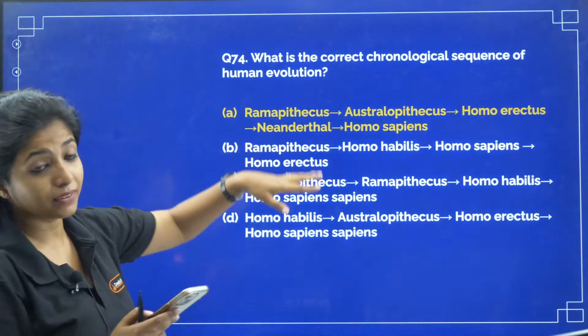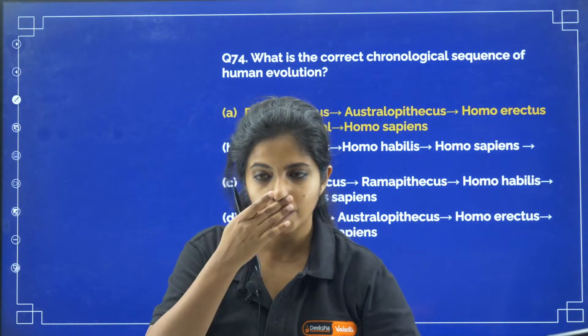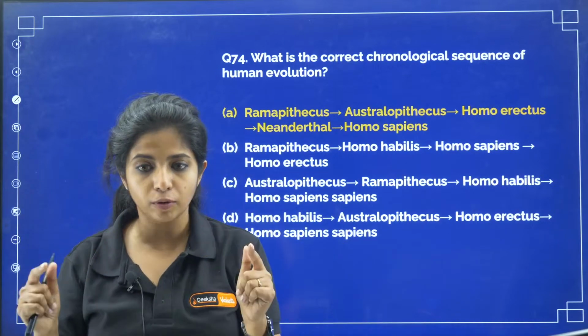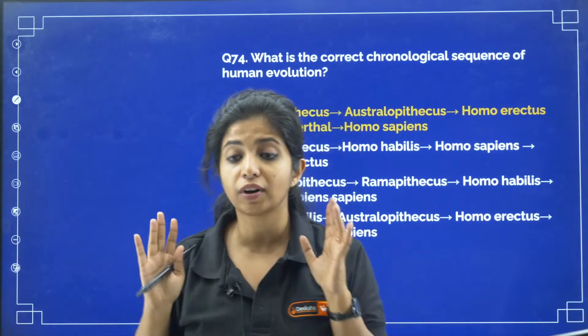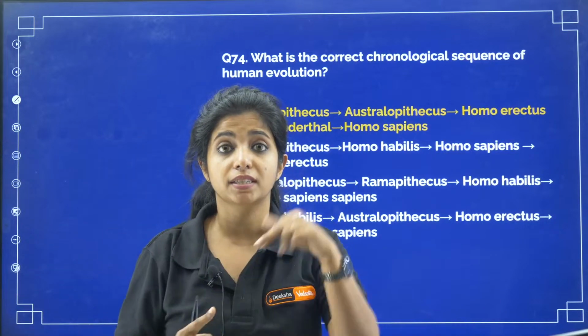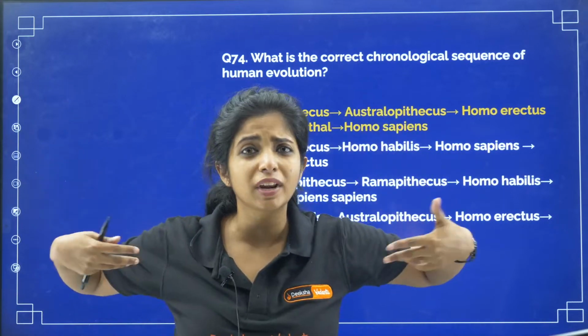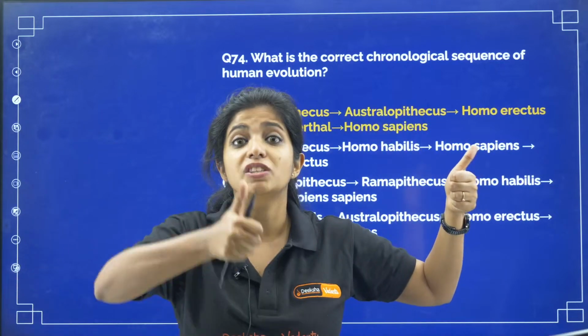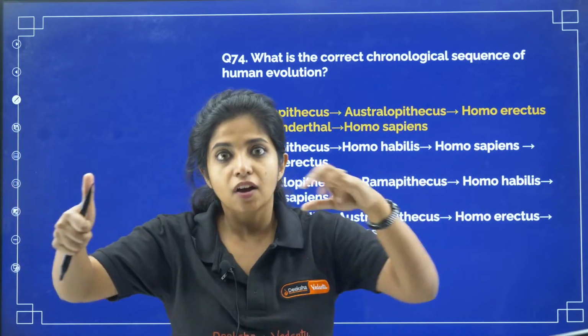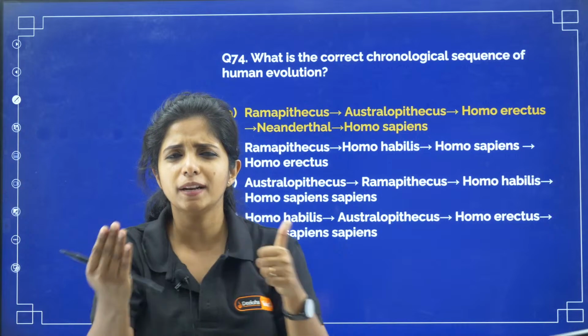Now, evolution chapter. Children, I'm going to pick certain questions, explain them, and then we'll move ahead. Don't worry. What is the chronological sequence of human evolution? First, you had Dryopithecus and Ramapithecus. Dryopithecus were more ape-like, Ramapithecus were more man-like. From Ramapithecus came Australopithecus. From Australopithecus came Homo habilis.